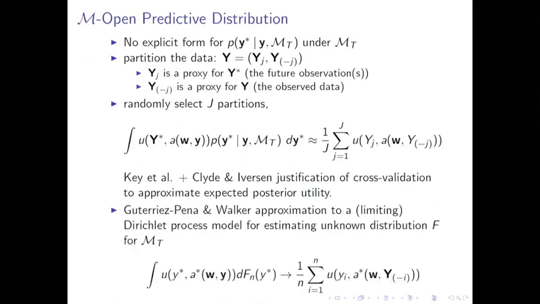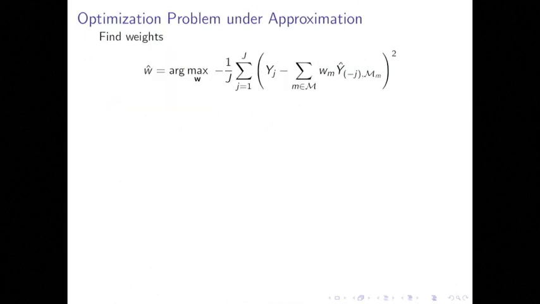Okay. There are other approaches that have looked at this more as a Dirichlet process model for estimating an unknown distribution function. And again, there's a single leave-out case, but this provides a justification for trying to partition the data in such a way to approximate this expected utility when we can't get our hands on the actual M true.